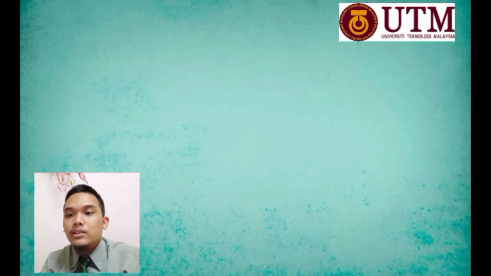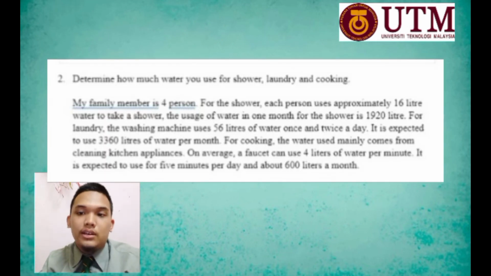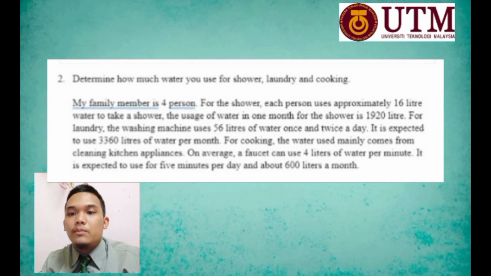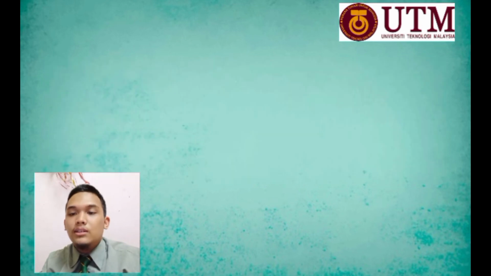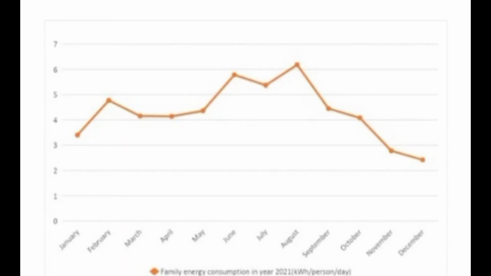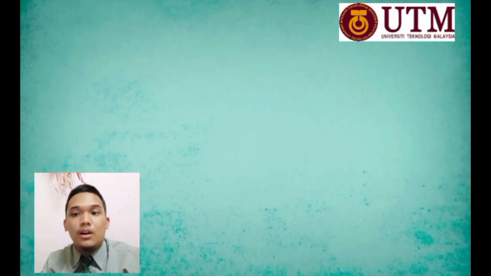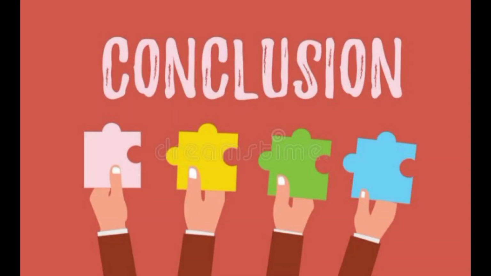And the second question is to determine how much water is used for laundry and cooking. And this is an example of the answer. And the third question is they have to make a trend line curve showing the energy consumption in 2021, and this is an example graph for energy use in 2021 in kilowatt hours. That's all for environmental engineering.